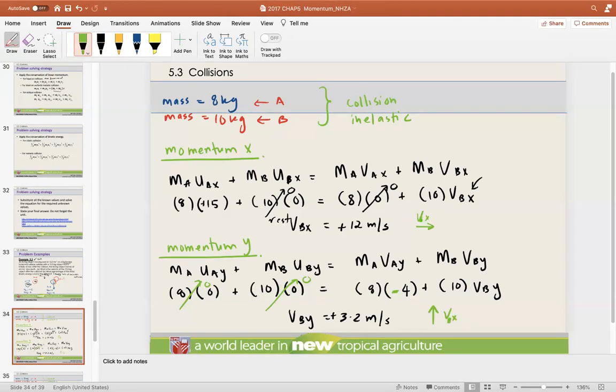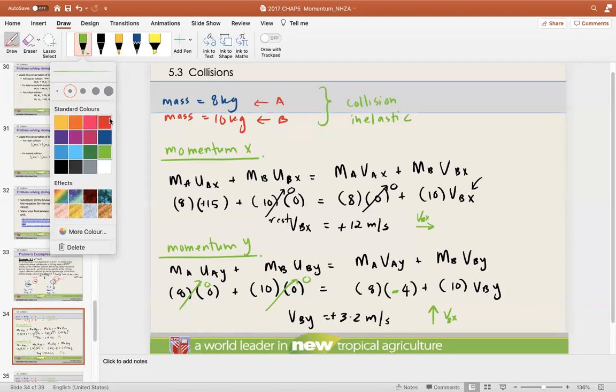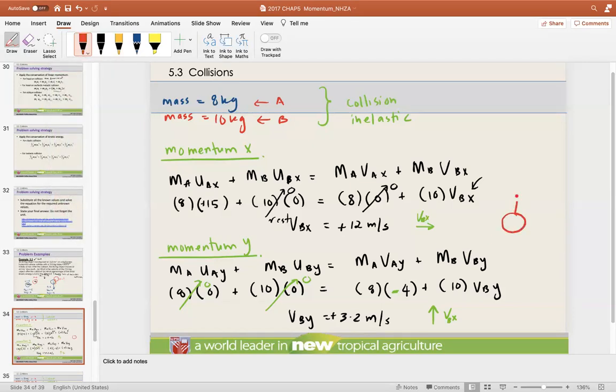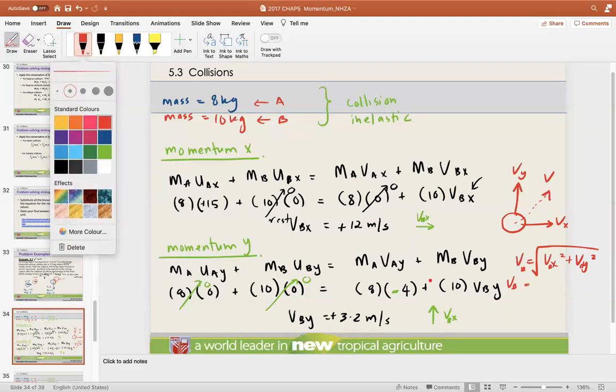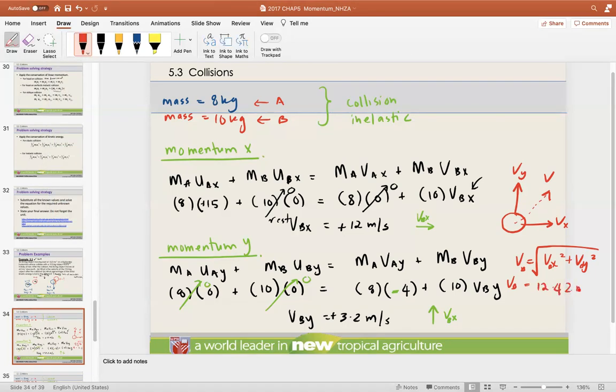So object B is moving upwards and to the right. I am moving like this and also like this, so my resultant V is somewhere here. This is Vy and this is our Vx. Now we solve for V: Vx squared plus Vy squared. This is B. What is VB? Can anyone help me? 12.42, thank you, Shakirin. 12.42 meters per second.